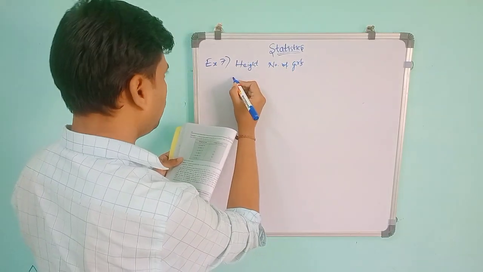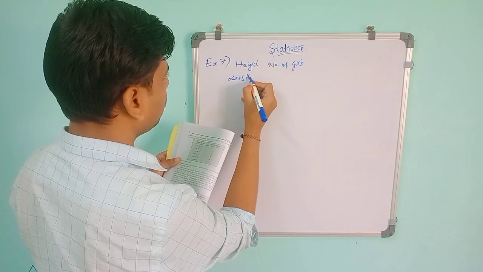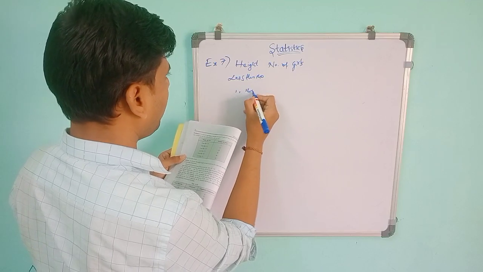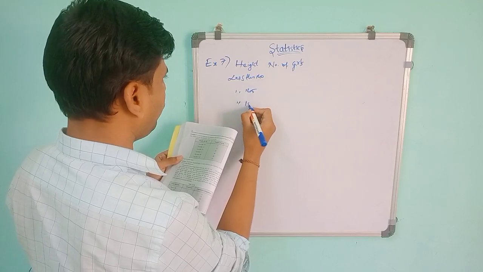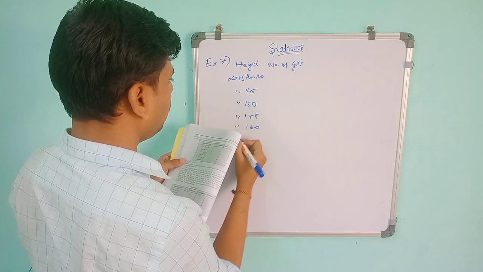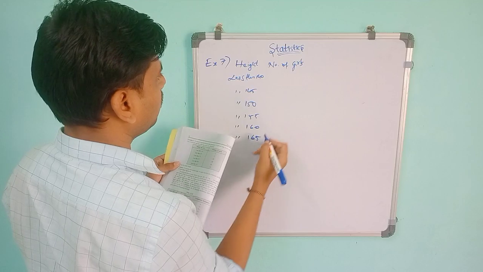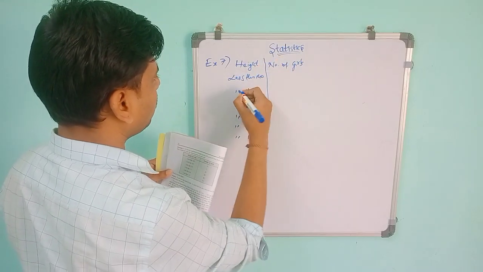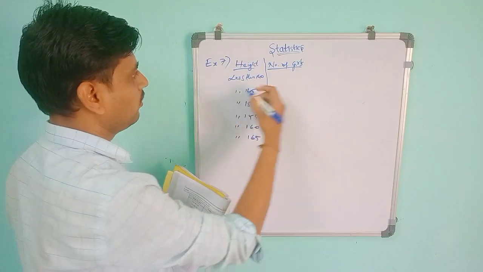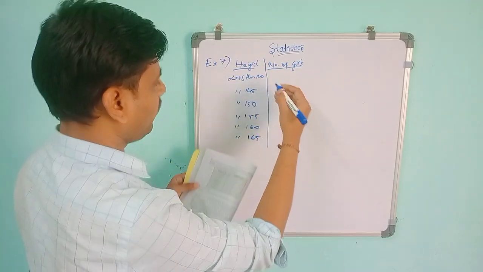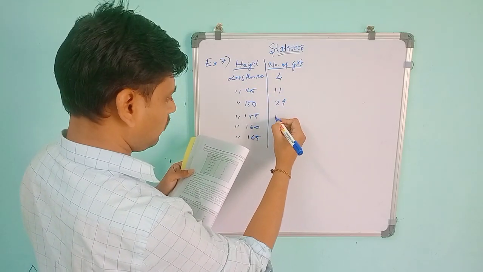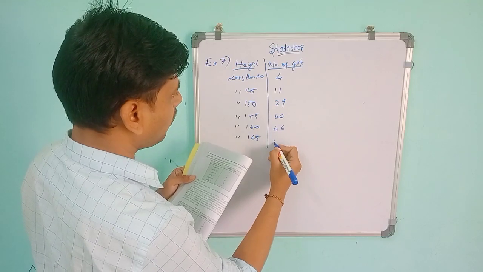So height less than 140, same as 145, same as 150, then same as 155, then same as 160, then same as 165. This arrow means this is less than only. All the time I'm not writing less than, so it is the symbol for that. Then number of girls: 4, 11, 29, 40, 46 and 51.